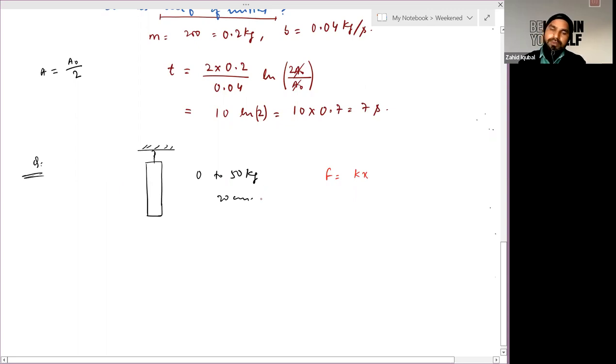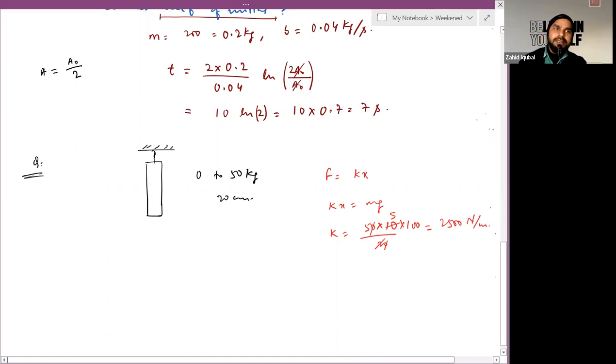It can measure up to 50 kg. It means the total force we can apply on it will be 50 kg. So Kx will be equal to mg. So K will be m into g divided by x, which is 20 centimeter, 20 divided by 100. The zeros will cancel out. So 5 into 5, 25 into 100. So it will become 2500 Newton per meter. Matthew, is it clear?